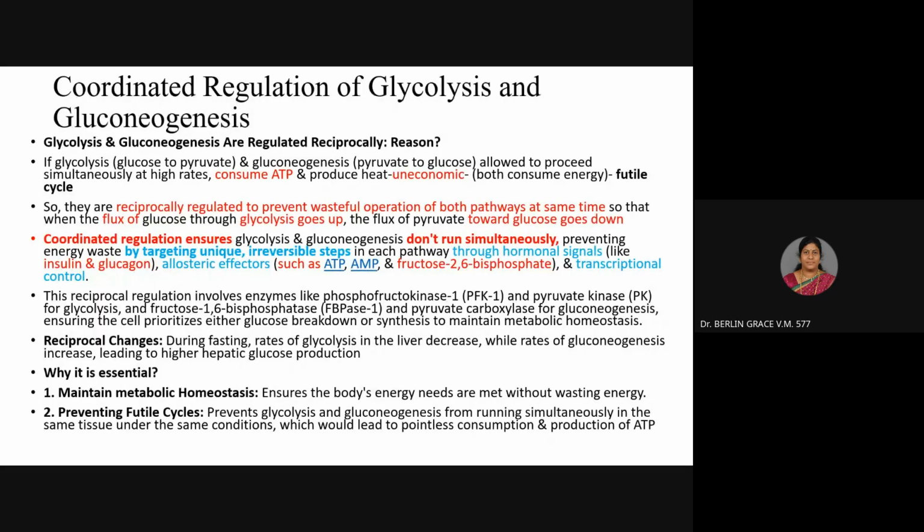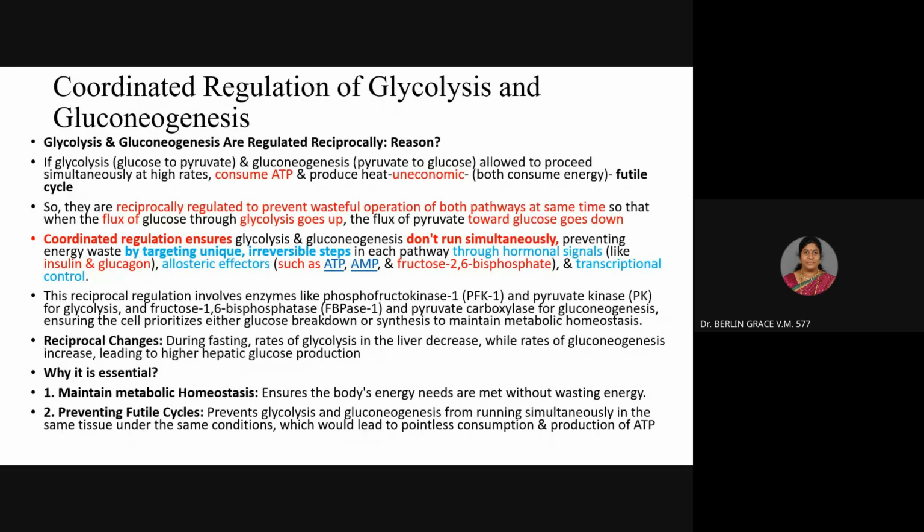In order to avoid such a futile cycle, when glycolysis is happening, gluconeogenesis will not happen. There is no need. When glucose is there, glycolysis is happening. Only when glucose is not there should gluconeogenesis happen. So it is not happening simultaneously. Reciprocally, it is regulated to prevent the wasteful operation of both pathways at the same time.